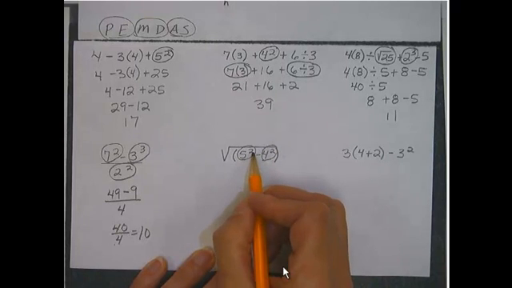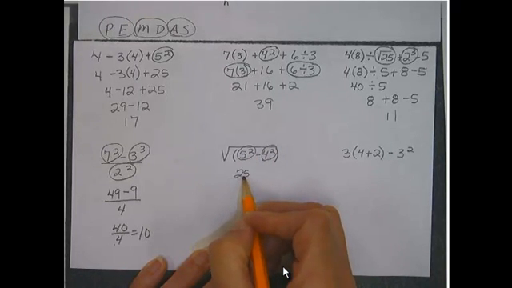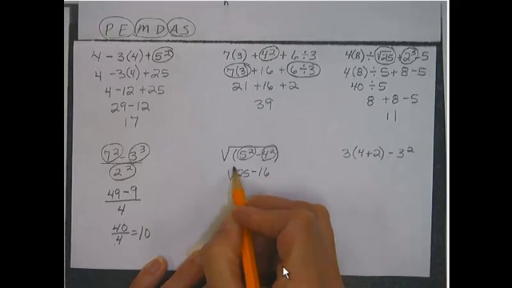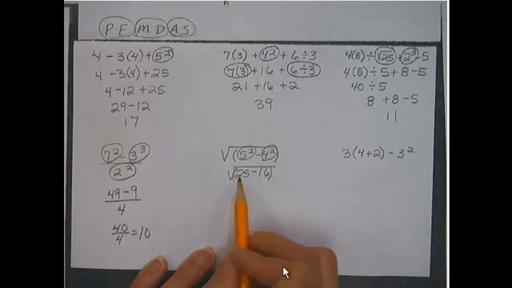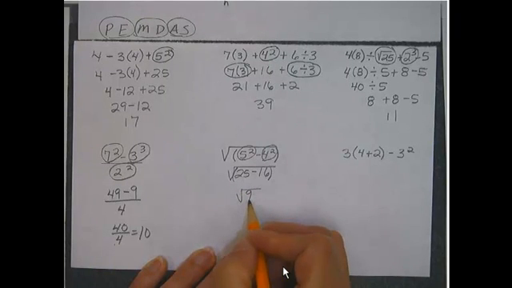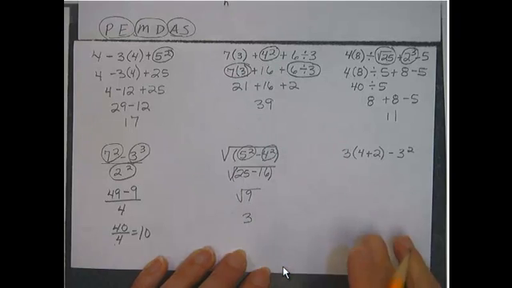So 5 squared is 25 minus 4 squared is 16. Now I'm going to keep my square root sign there. I can keep my parentheses. And I'm going to continue to work my way out. 25 minus 16 is going to be 9. So looking for the square root of 9 would give me 3.